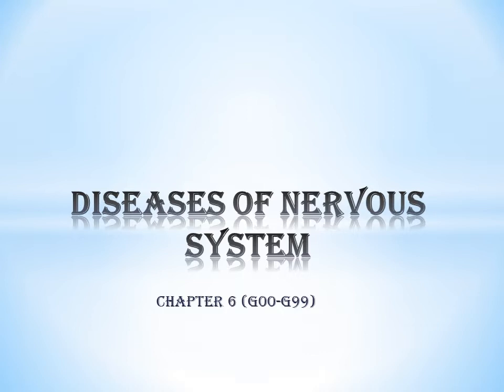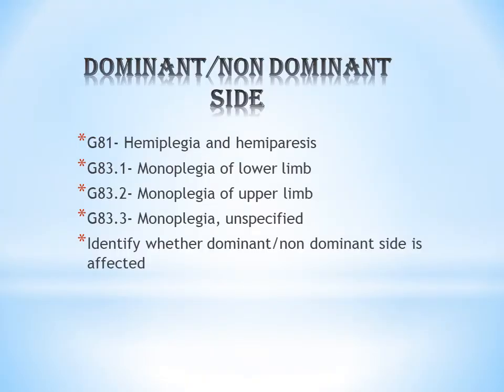So today I'm going to discuss chapter 6, diseases of nervous system. This chapter has a code range of G00 to G99, that is the G series. First one is dominant or non-dominant side. Here you can see four codes: G81, G83.1, G83.2 and G83.3. What are their code descriptions?